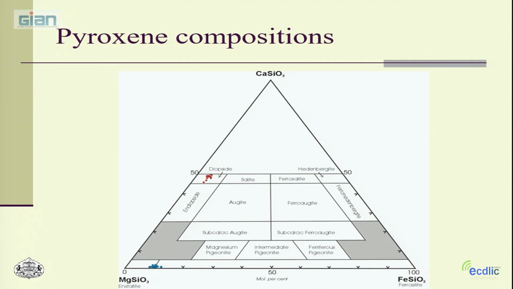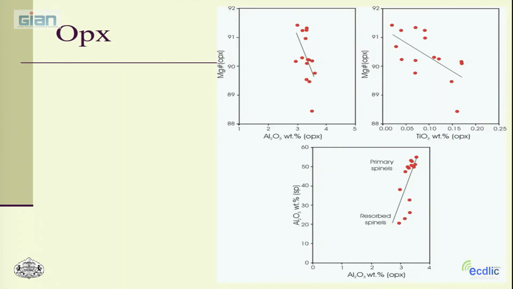So in this pyroxene tetrahedra, the classification has been done. Diopside and enstatite are the two pyroxene phases that you have. The OPX, again, individual minerals and their chemistry have been tested. What kind of correlation do they show? Mg versus Al2O3, Ti versus Mg number, then Al2O3 of the spinel and Al2O3 content of the orthopyroxene, because in most cases they are present as inclusions or as exsolution features within the orthopyroxene. So both are aluminum rich.